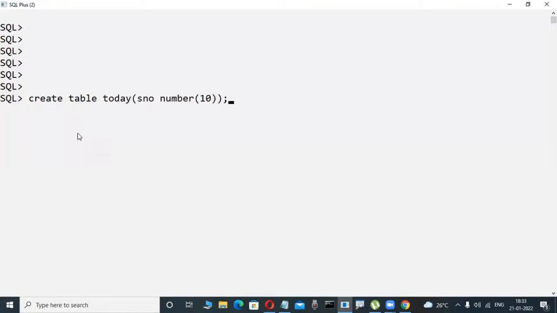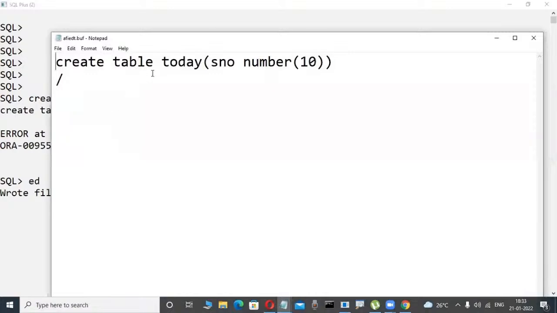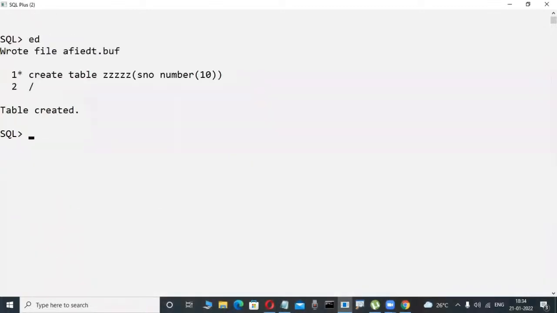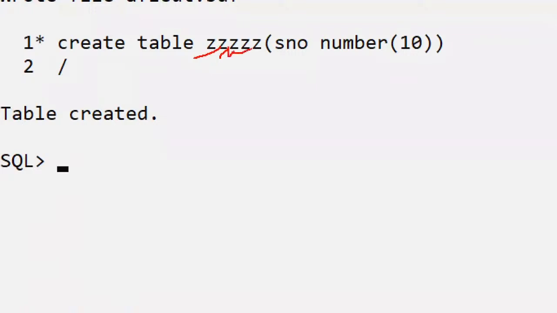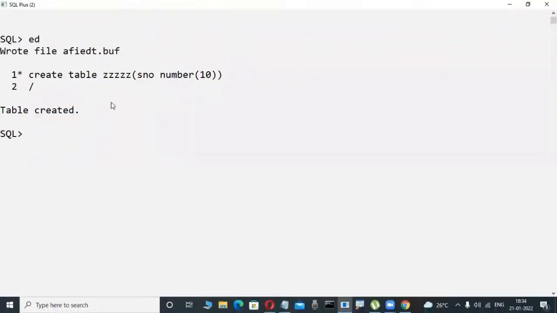Slowly observe here, concentrate here. Suppose Z is a table. For example, I am creating it. This table is created. Z is the name I'm giving. The table I'm creating is only in my Oracle database, or SQL Server database, or MySQL database. Okay, fine, the table is created.